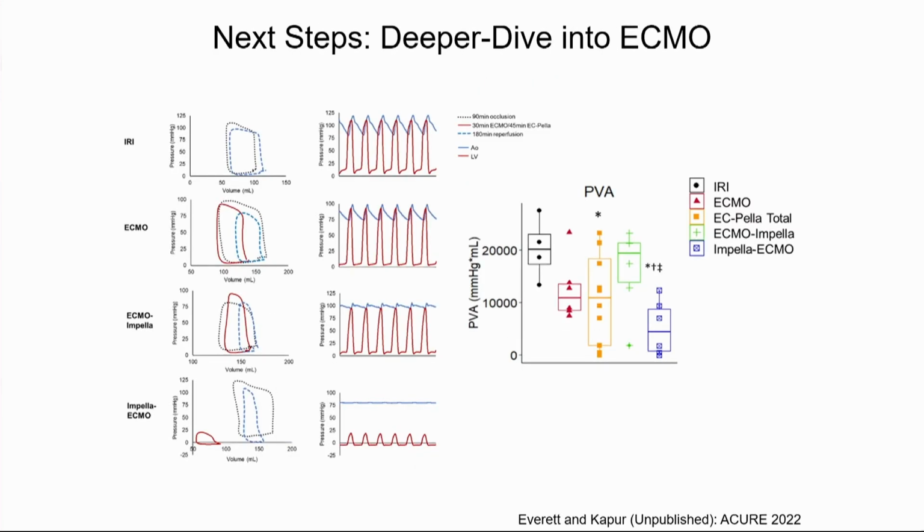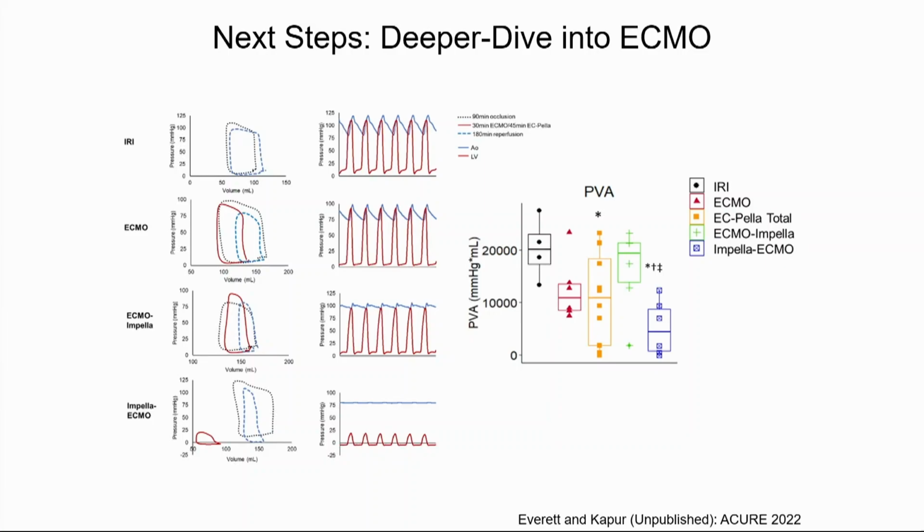Now, as you also saw from Kay, I think all of us in the ACURE field should be starting to point towards ECMO. This area of ECMO is really a black box. There hasn't been aggressive investigation into the impact of ECMO on right ventricular physiology, left ventricular physiology, systemic vascular biology, and also on the renal effects of ECMO.